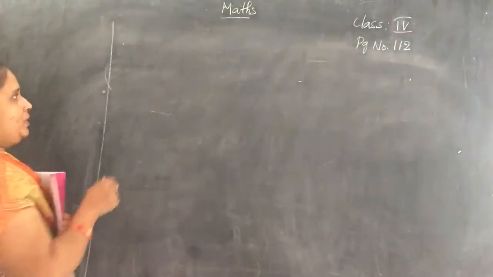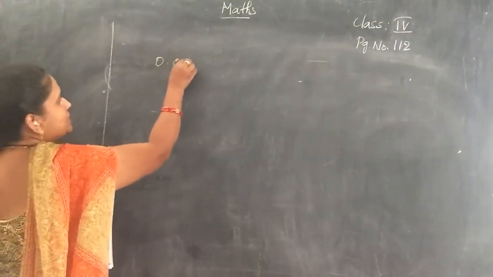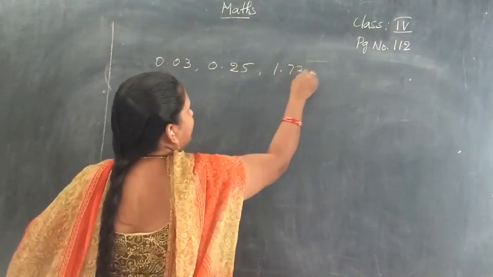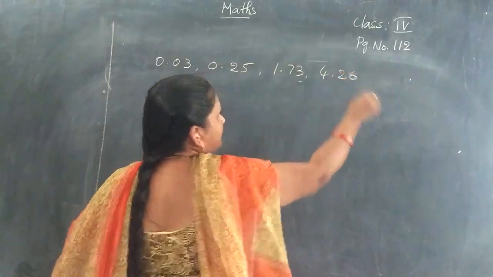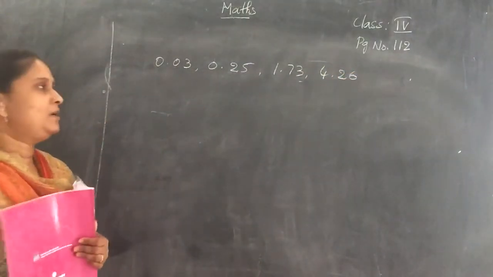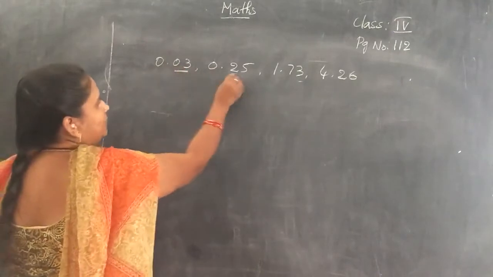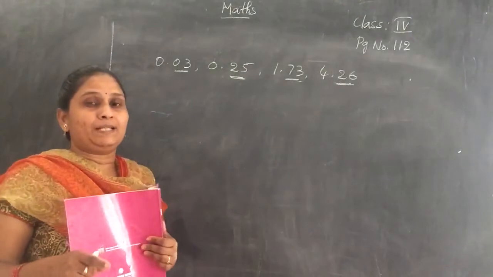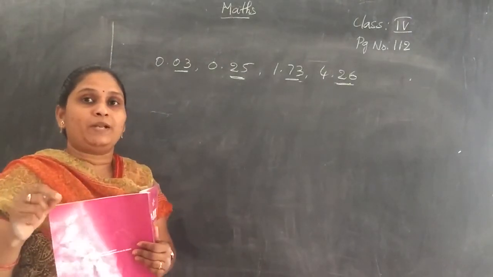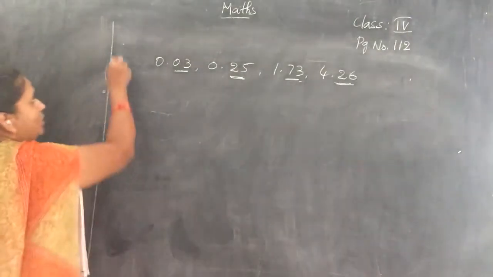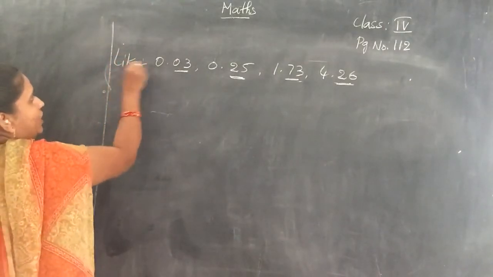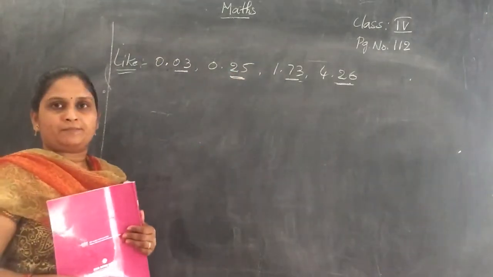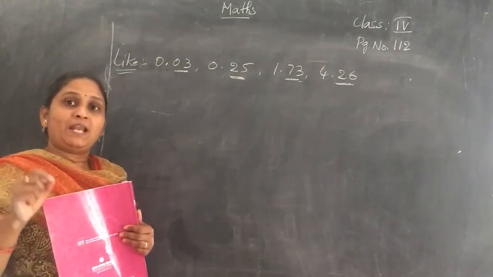First, for example, look at the board. 0.03, 0.25, 1.73, 4.26. If you observe these decimals, after the decimal point we are having two digits. All of these will be known as like decimals because after the point they are having two digits. This will be known as like decimals.